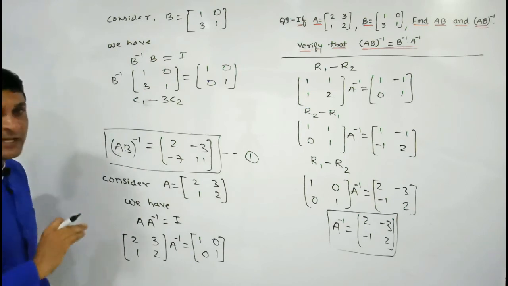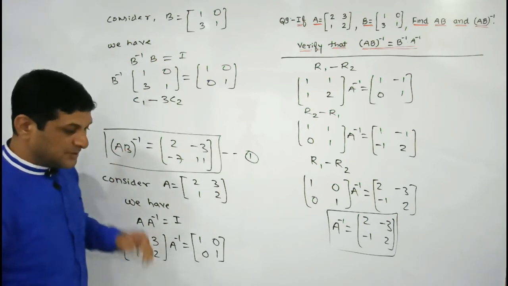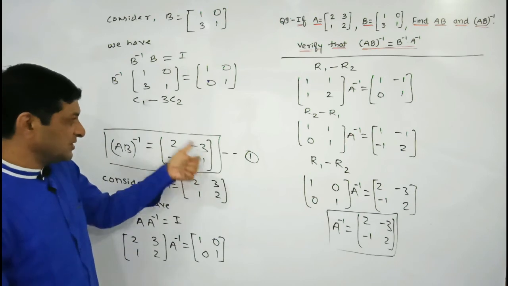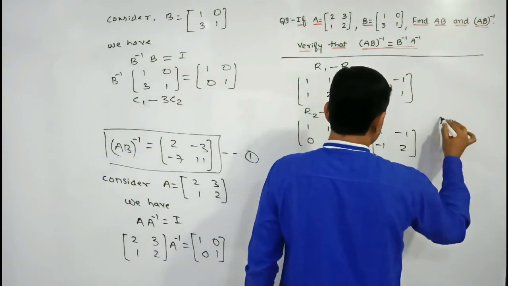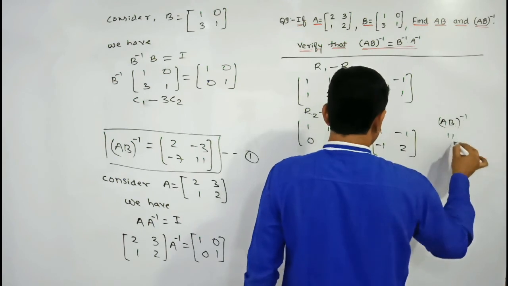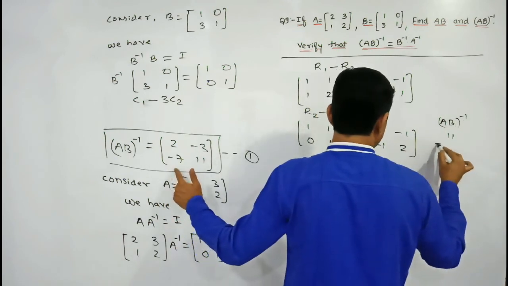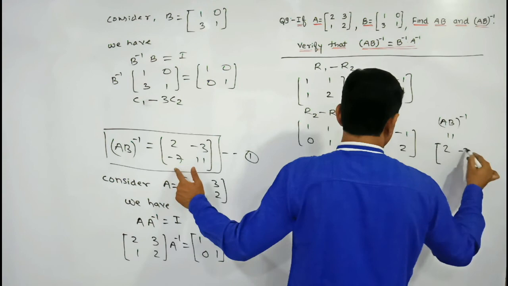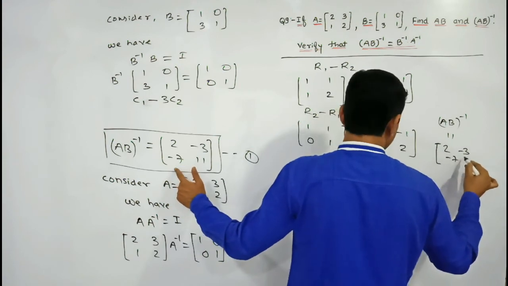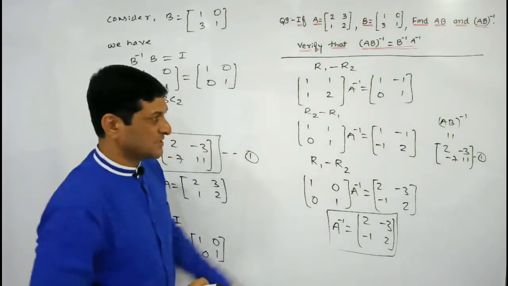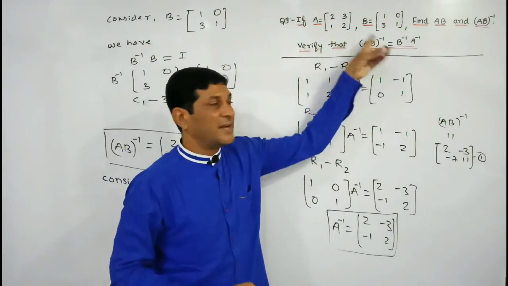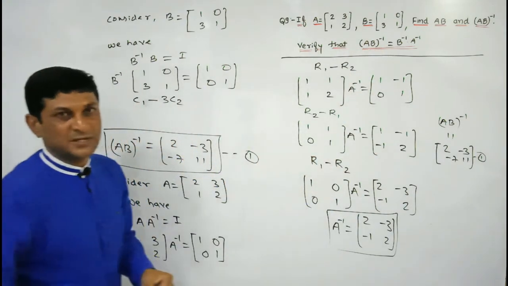So here the inverse of matrix AB is already known to us, which we have denoted by equation number first. On this side just write down this equation first. The inverse of matrix AB, its elements are 2, minus 3, minus 7, 11, and this equation we have denoted by equation number first, because it is nothing but our left hand side. Just note down this equation here.